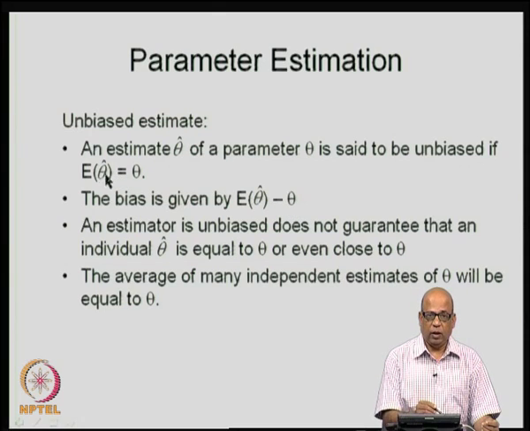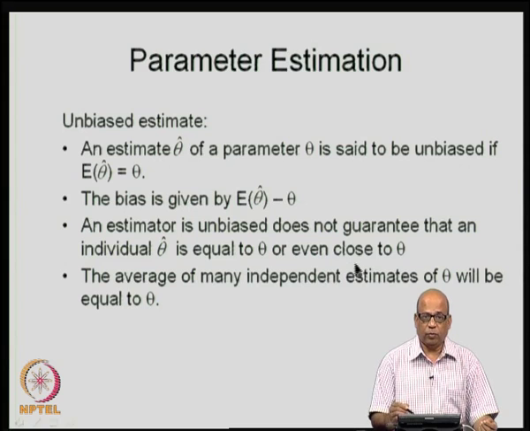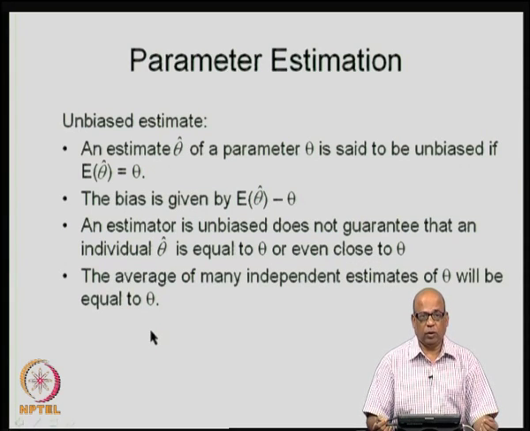So, what we are saying here is that your theta cap is such that the expected value of theta cap is equal to theta. This does not mean that an individual estimate theta cap that you get will be exactly equal to theta or even close to theta. It just means that the average of many independent estimates of theta will be equal to theta. This is what is meant by an unbiased estimate.